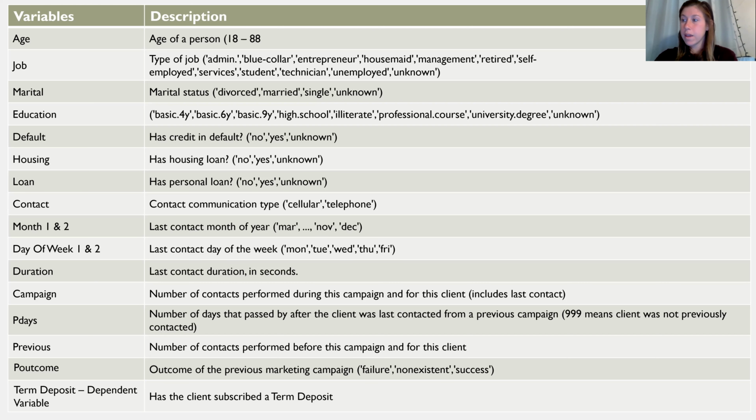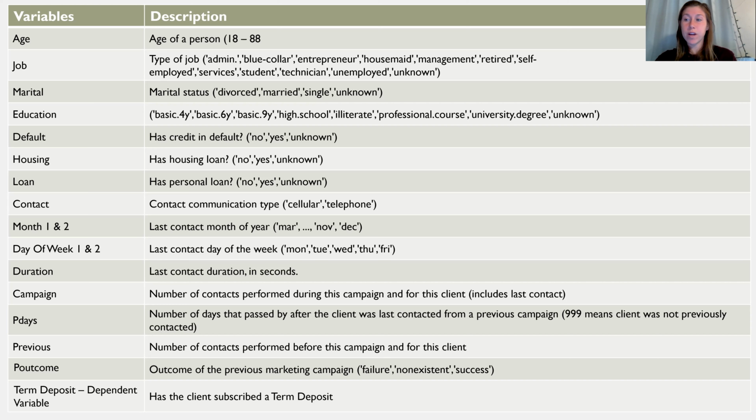I coded each data column besides duration, campaign, P days, and previous because they were already in numerical form. The other independent variables I coded using nested and non-nested if statements in Excel. For the independent variables month and day of week, I had to code twice. I assigned a number to each day of the week, then broke them down into the first half of the week and first half of the year. So month 1, I assigned 1 to January, 2 to February. Month 2, 1 is assigned to January through June.